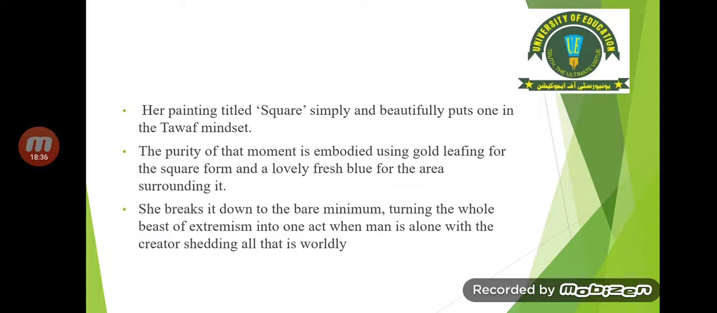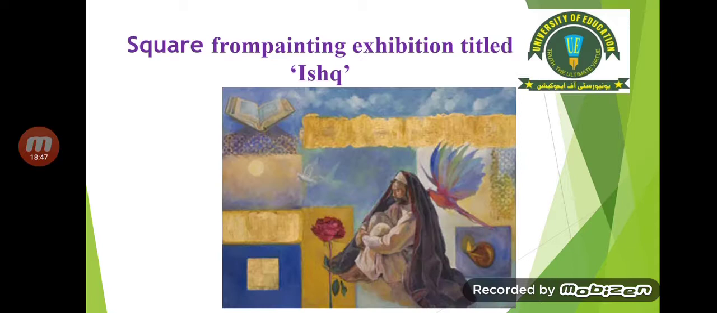The only thing which she has focused, the only feeling she has focused is the pure love between God and the human beings. As you can see in this painting, the square, from the painting exhibition titled Ishq. Ye jo specially square is painting ka naam hai, and ye Ishq exhibition thi. Uske andar se ye jo hai wo ek image hai. As you can see a square which is an indication of the Khana Kaaba, and there is blue color which shows the divine power of God in the heaven, in the skies and also in the earth. And you can also see in the perspective there is a sky. So basically ye sab elements hain, ye sab cheezein planned hain.